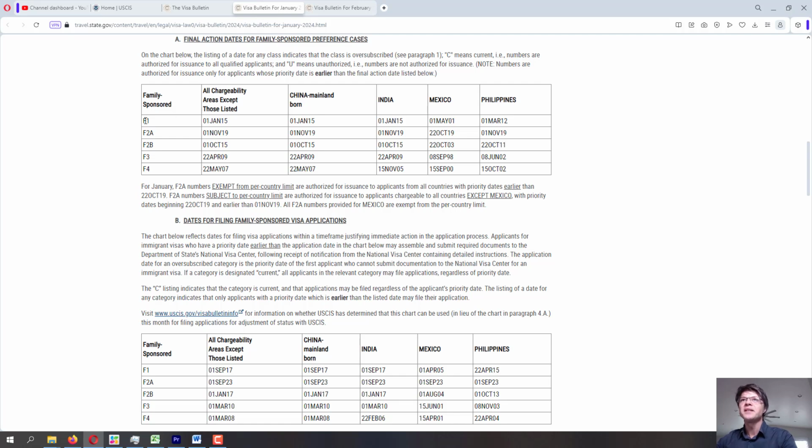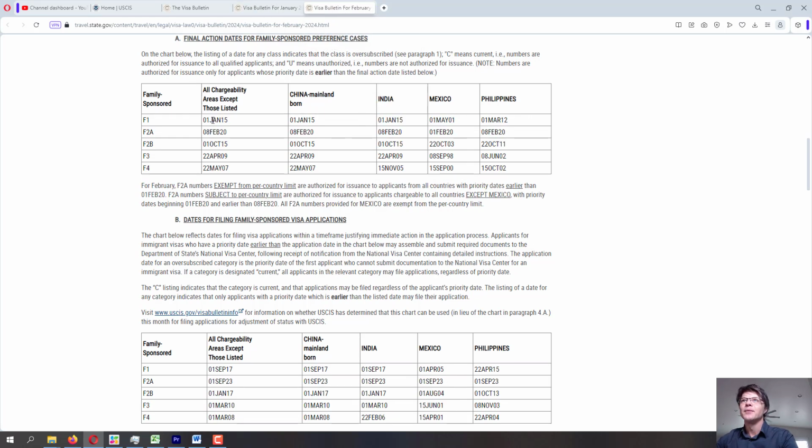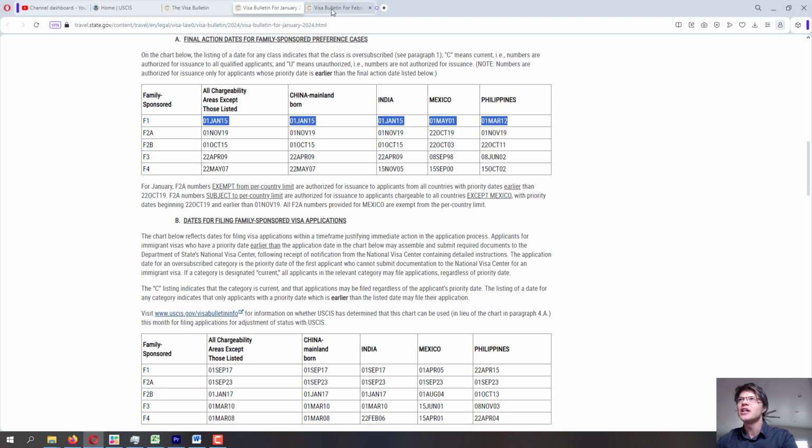So we got January. Let's start with the graph A, F1. I'm gonna highlight this and we're gonna compare it to February. And we're gonna highlight this in February as well. And January, February, absolutely no difference. No changes for the F1 category. So everyone in the F1 category, unfortunately, no changes in February.